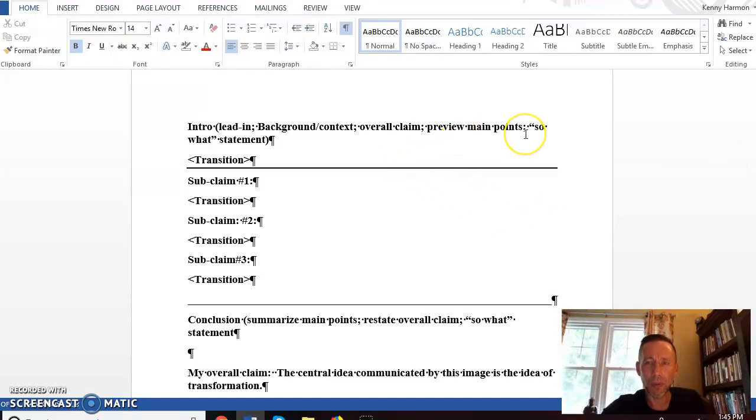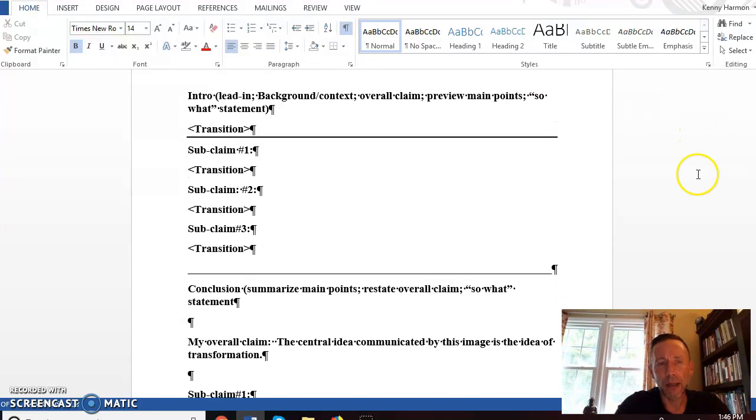But also in your intro, remember you have to have a so what statement. You'll recall I mentioned that in the so what statement, this is an opportunity for you to directly address your reader and to get them personally involved in the content of your essay. In other words, you have to show them why this interpretation of this painting matters to them. So for instance, if I'm saying transformation is my main theme, I would have to say something like, and this is why that matters to you in that so what statement.